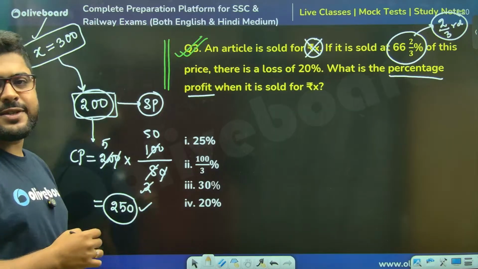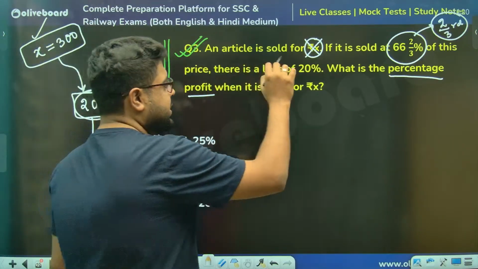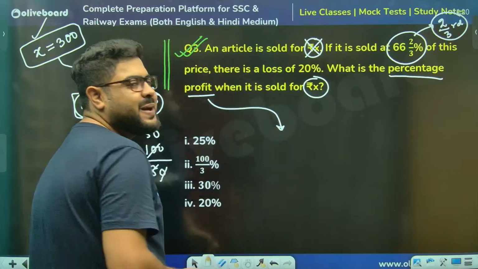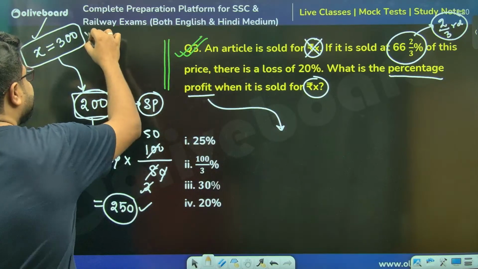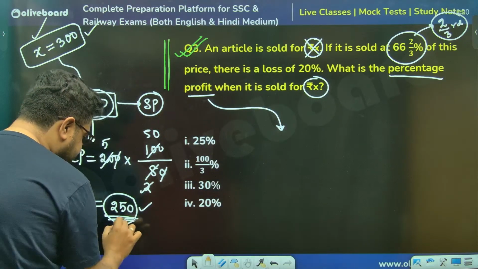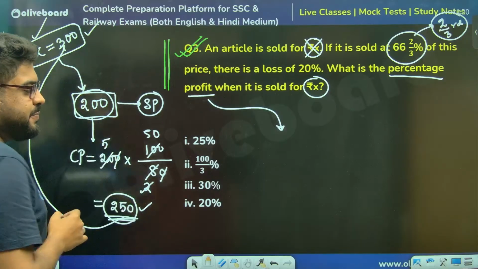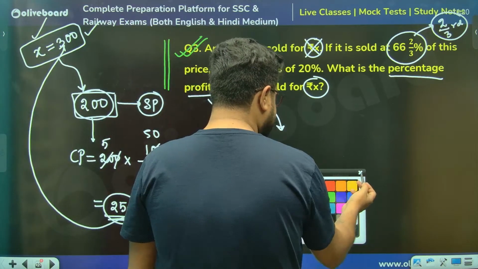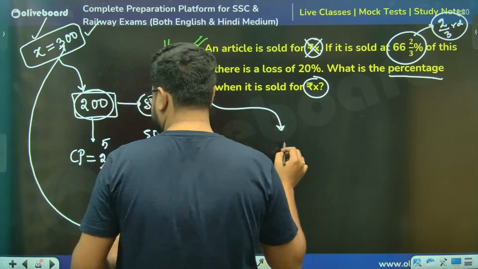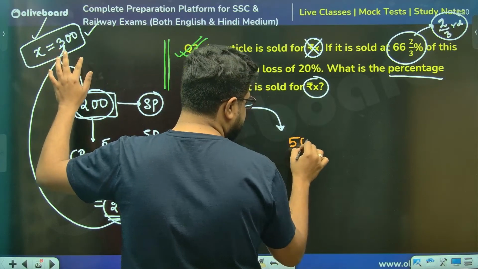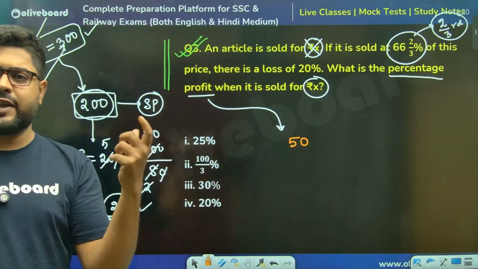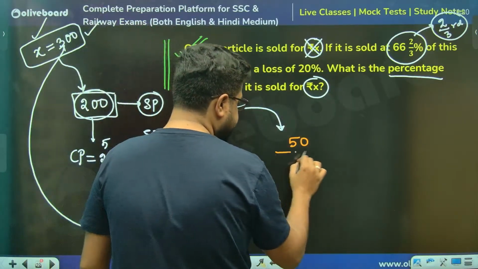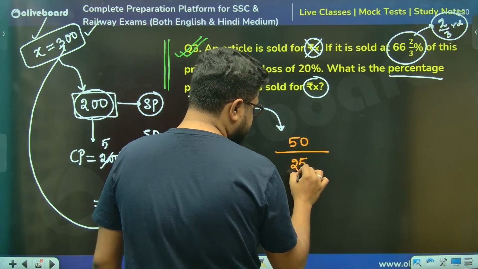250 rupees CP, sir. Now they are asking, what is the percentage profit when it is sold for X? X means when it is sold for 300. Sir, 250 CP, 300 is SP. Sir, can anyone tell me the profit percentage? आप बोलोगे सर, बच्चे लोग भी सो के बोल देंगे. Sir, profit is 50 rupees. 250 is CP, 300 SP, profit is 50. Out of, sir, the CP of 250.